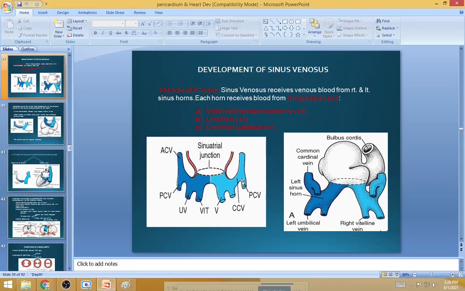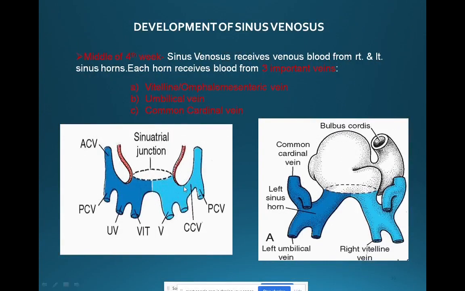See, this is the common cardinal vein. Okay, posterior cardinal, anterior cardinal. This is the umbilical vein, which is right and left. So they are forming this right horn. This is the left horn, and this is the body of the sinus venosus. Okay. Now what happens?